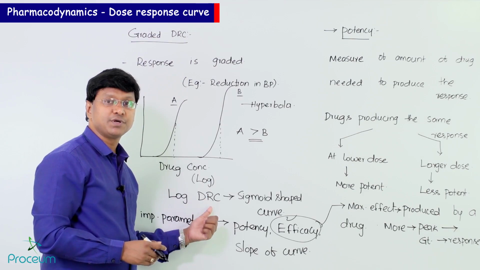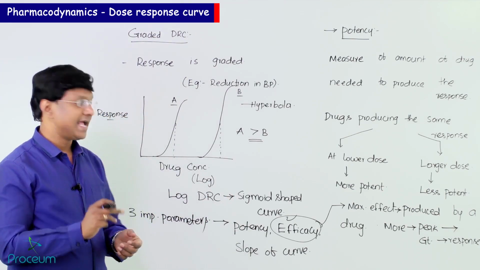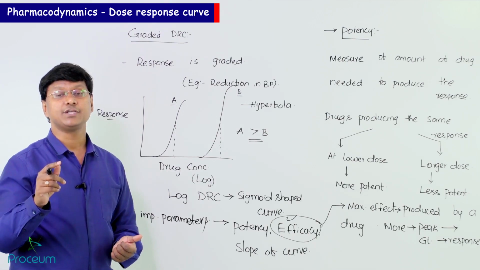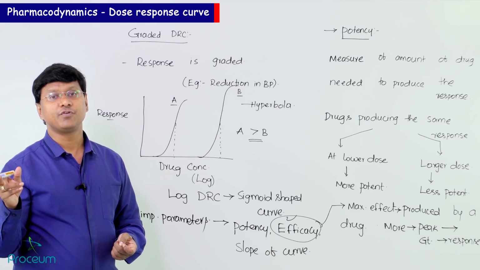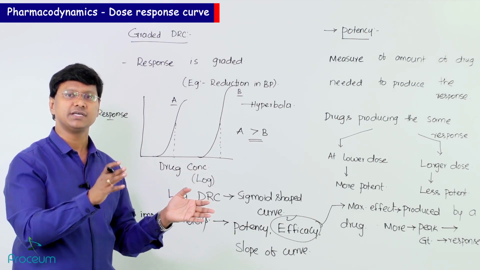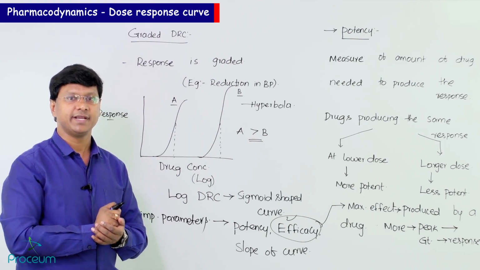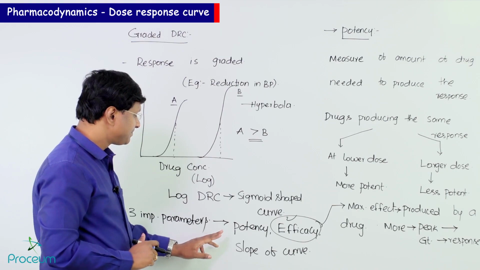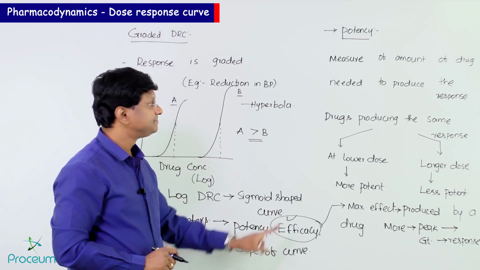This log dose response curve gives a sigmoid shaped curve, right? Another advantage of converting it into logarithmic form is that a large variation in doses can be plotted on the same curve. Three important parameters can be determined from the dose response curve, that is potency, efficacy as well as the slope of the curve.